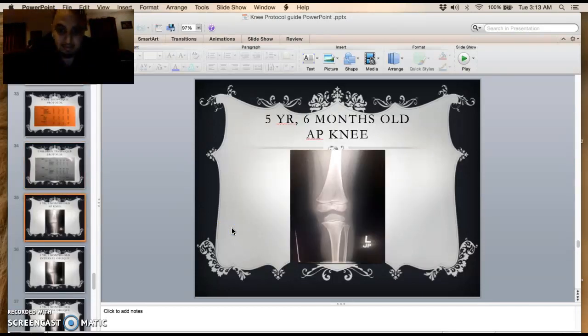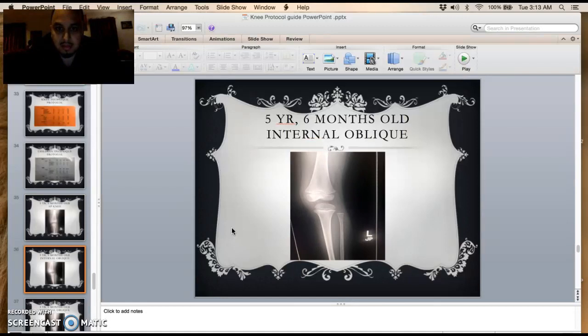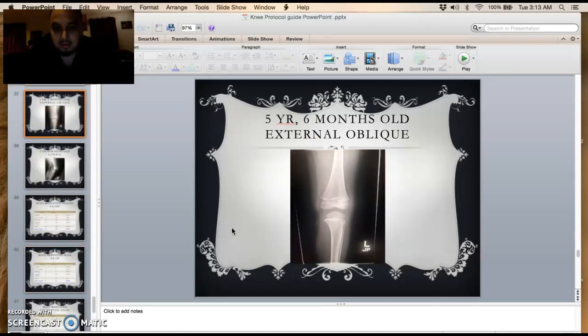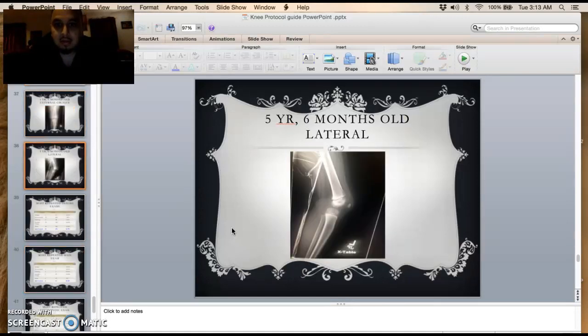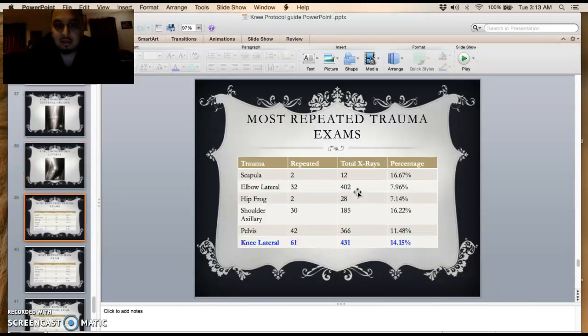5-year-old AP knee, oblique knee, external oblique knee, and a lateral knee. The bones are still forming, which is why you see all these epiphyseal plates not fully formed. That's what that looks like.